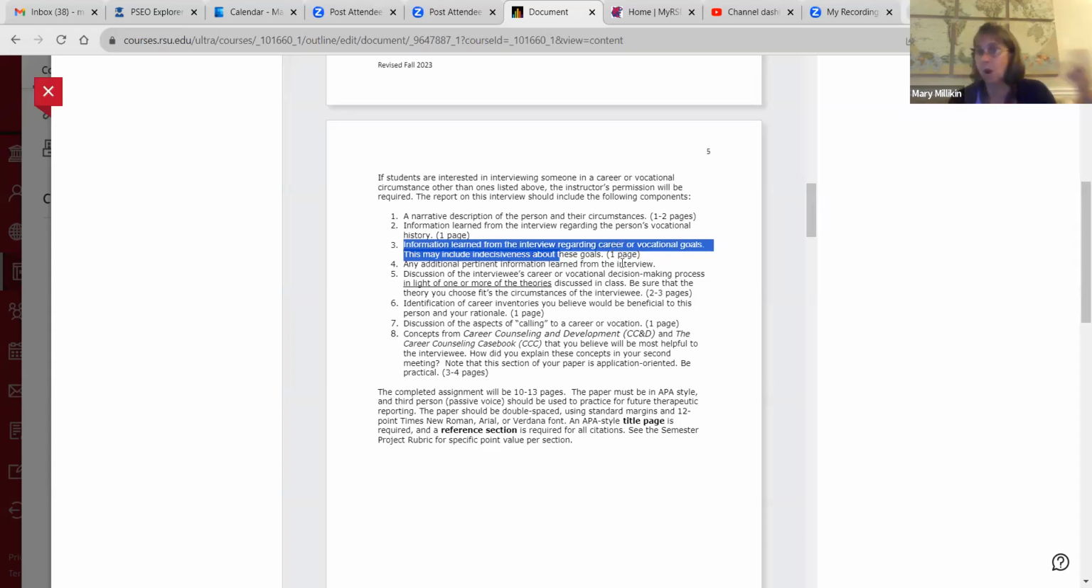That is why they're probably coming to you. For component 4, any additional pertinent information that you learned from the interview, maybe background, family, additional constraints, if that's relevant, put those in here. Component number 5, discussion of the interviewee's career decision-making process in light of one or more of the theories that we are learning about in this class.